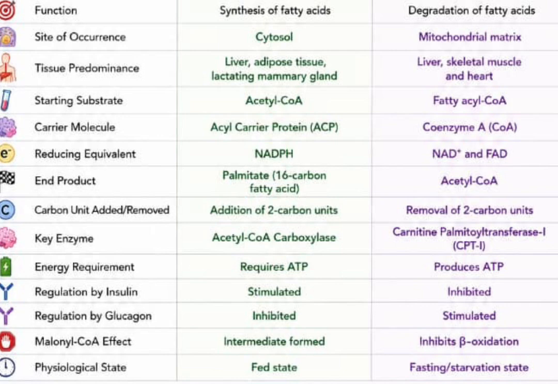Malonyl-CoA inhibits beta oxidation. Why? Because malonyl-CoA inhibits carnitine transporters. So when you have malonyl-CoA, you are inhibiting carnitine. But in the fed state, when you increase malonyl-CoA, it helps move the condensation reaction forward in order to form what? Palmitate.